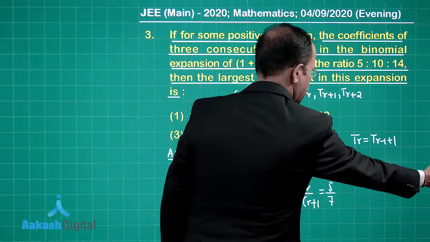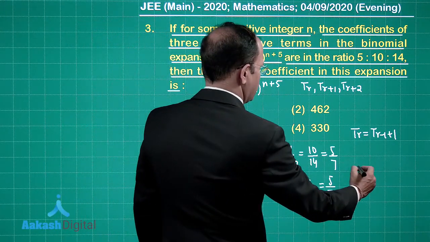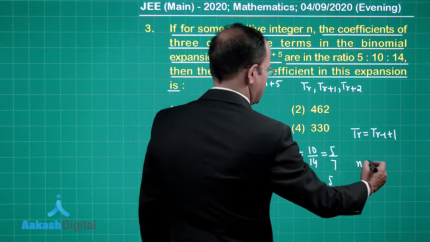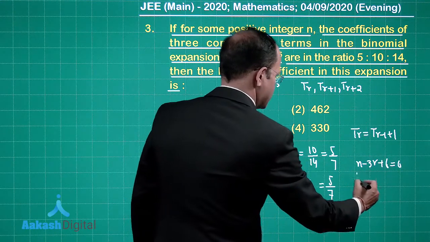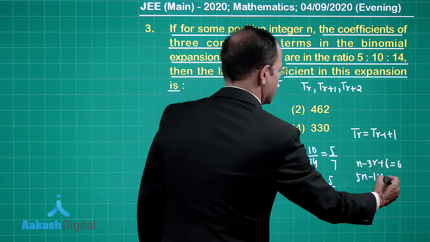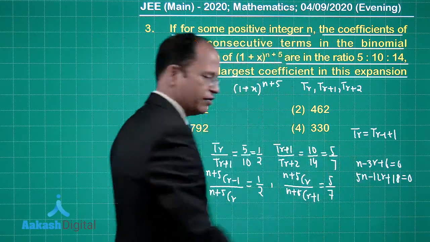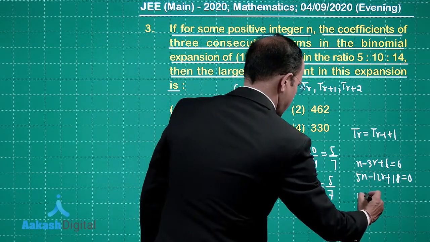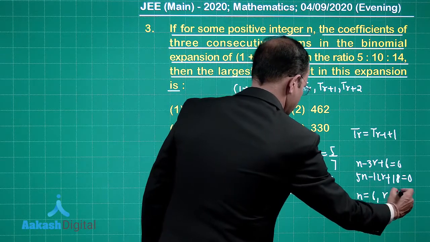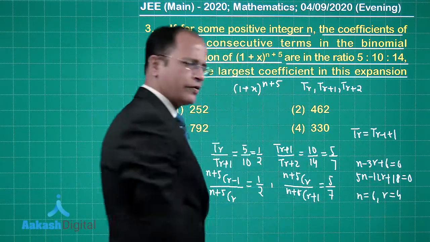Now let's simplify these two expressions. Once you simplify this, we get n minus 3r plus 6 equal to 0 as one equation, and the next one is 5n minus 12r plus 18 equal to 0. So once we solve it, we get n equal to 6 and r equal to 4. This is a very simple calculation. We need to solve these two equations.